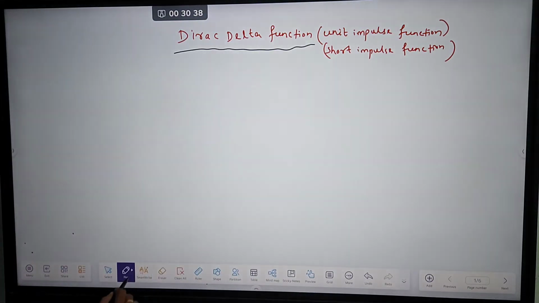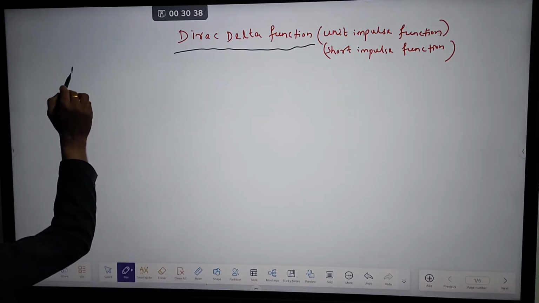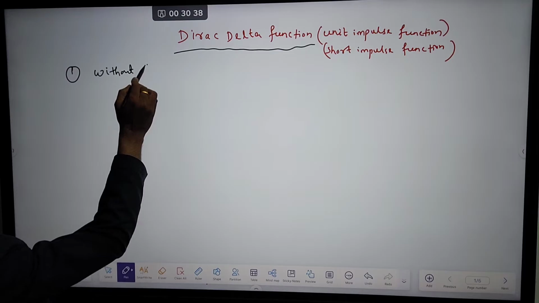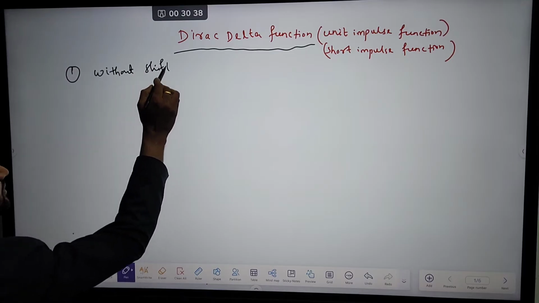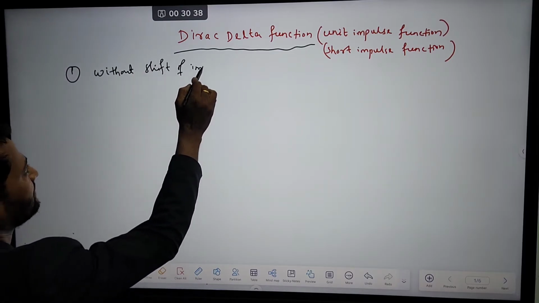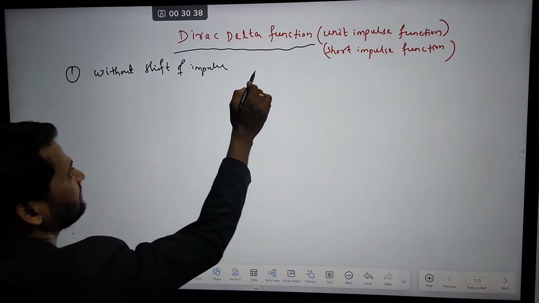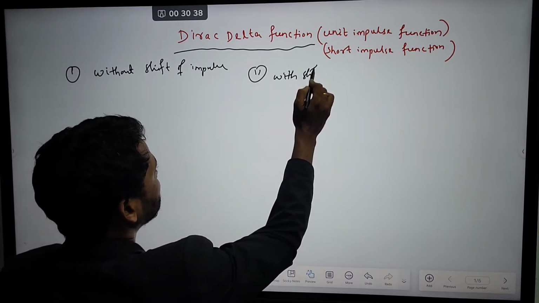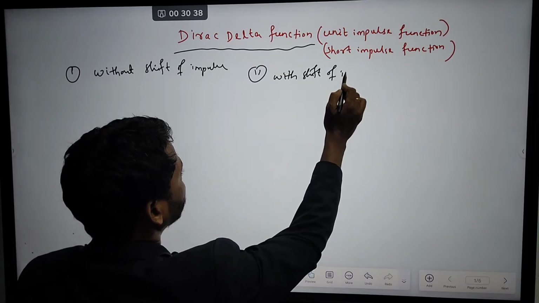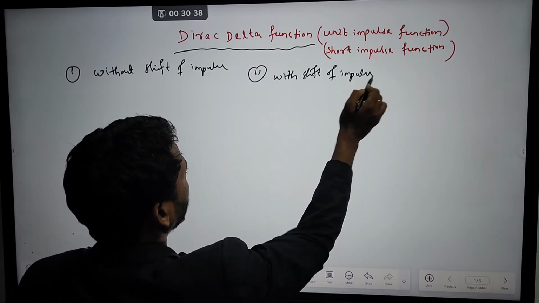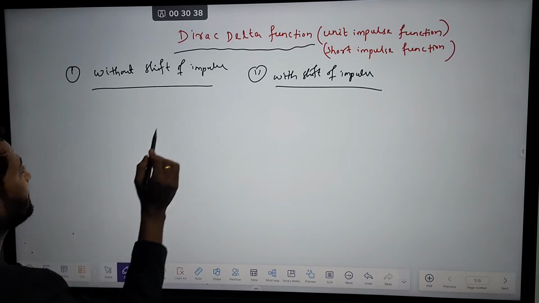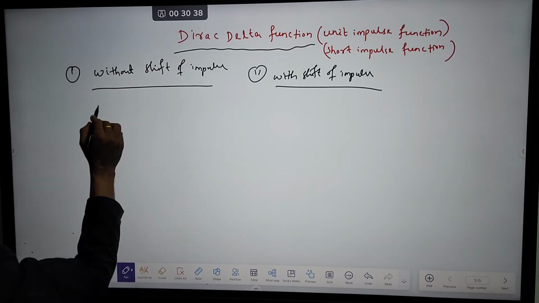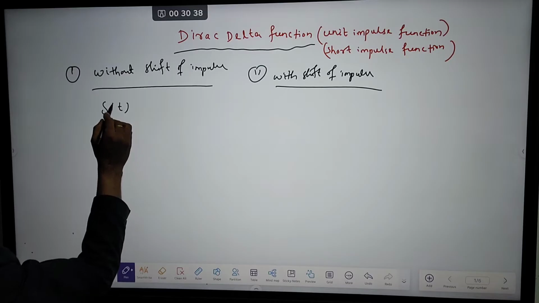So first, पहले देखते हैं Dirac delta function क्या होता है. There are two conditions actually. First is without shift of impulse, and second condition is with shift of impulse. Okay, so first condition क्या है? If it is without shift of impulse, the Dirac delta function is represented as del t.